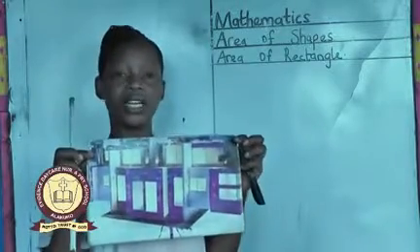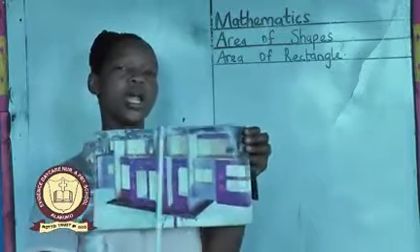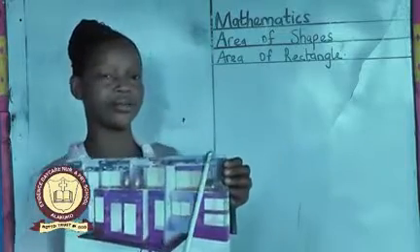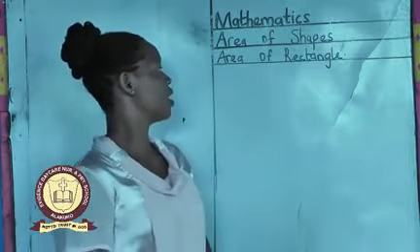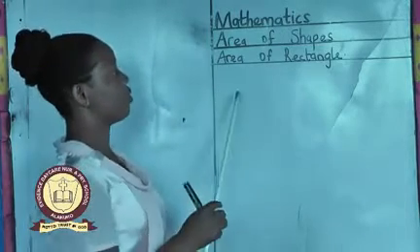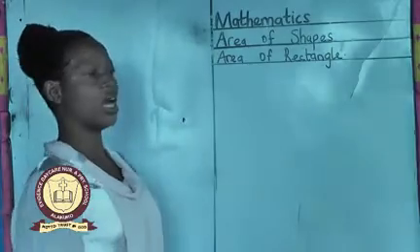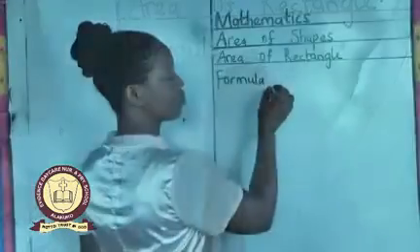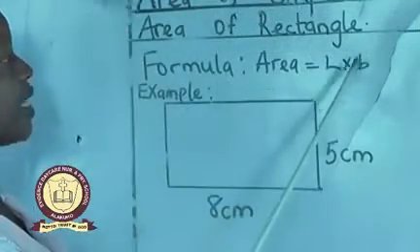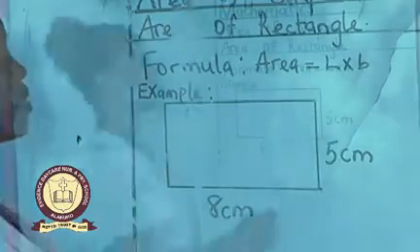This shape is a rectangle. The total space occupied by this book is our area. Now, let's look at this example. If we want to calculate the area of a rectangle, we have a formula that we must follow, and the formula is length times breadth. Area equals length times breadth.